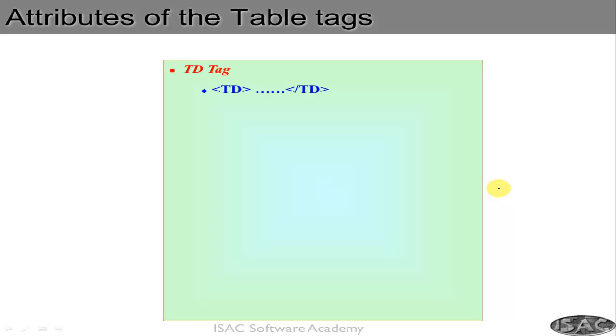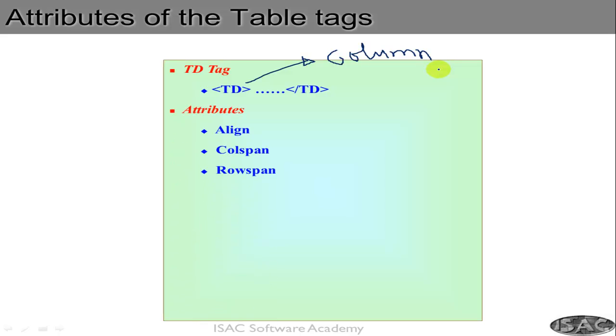Now like tr is for row, td is for column. So this is for column. Okay. And TD also has the attributes align, column span and row span. Column span is how many columns this cell will take up, and row span is how many rows this cell will span. So that is what it does.